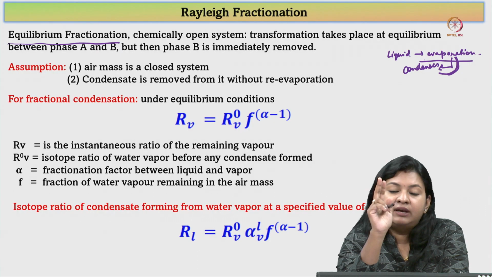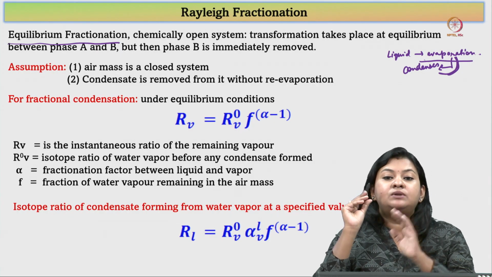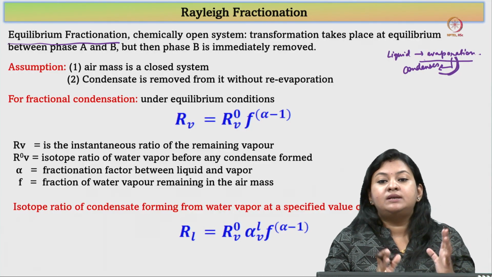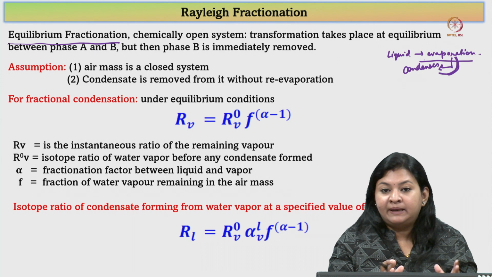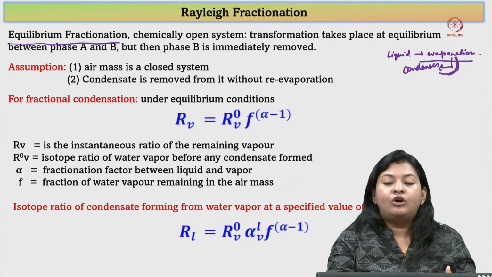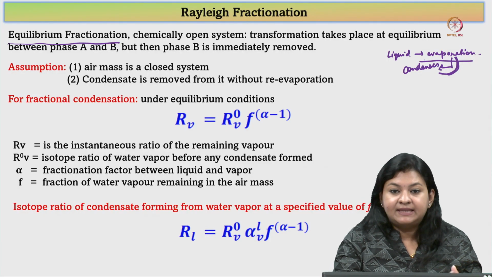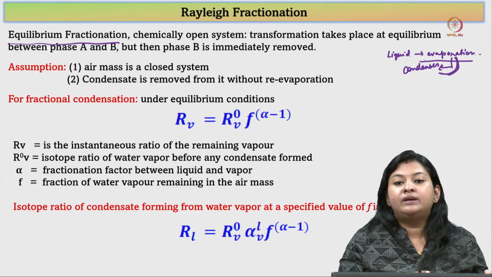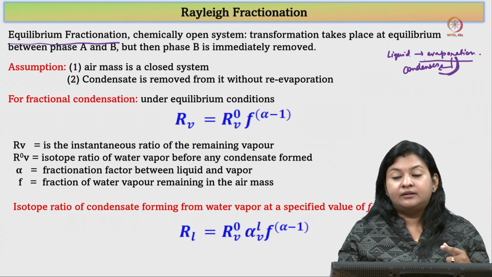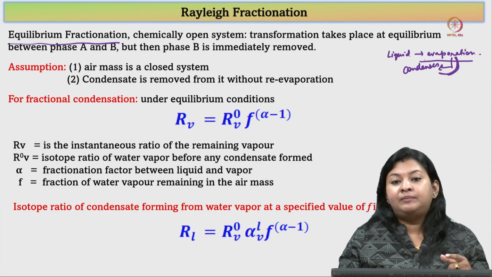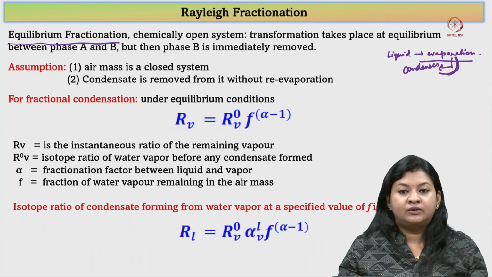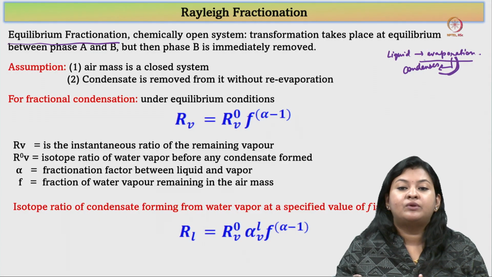Okay. So, that phase is exchanging, but what is also happening specifically for Rayleigh fractionation is that as soon as the condensation is happening, that condensate, be it in the form of rainfall or be it in the form of snowfall, is getting removed. So, that is going out from the system. Even though it was generated during an equilibrium process, after its generation it is getting removed. Okay. So, it is getting completely removed from the system.